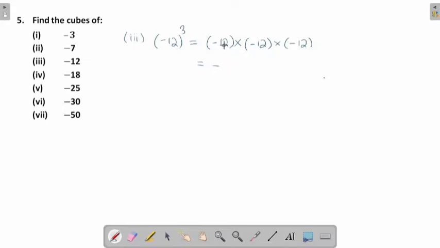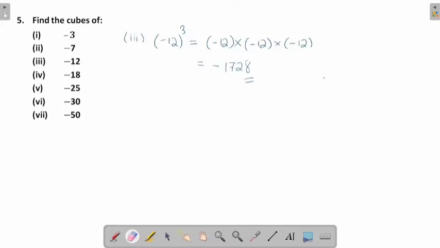Now 12 into 12 is 144. 144 into 12 also. So 12 4s are 48, carried over 4, 12 4s are 48, plus 4 is 52, carried over 5, 12 1s are 12, plus 5 is 17. So your answer turns out to be 1728 with a negative sign. So minus 12 cube is minus 1728. Okay, so this is our first problem.